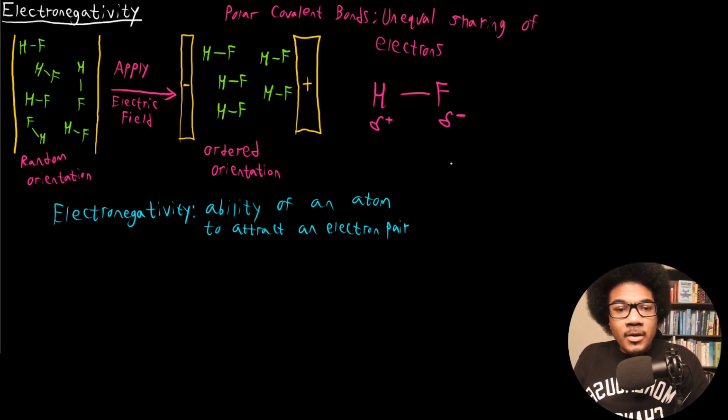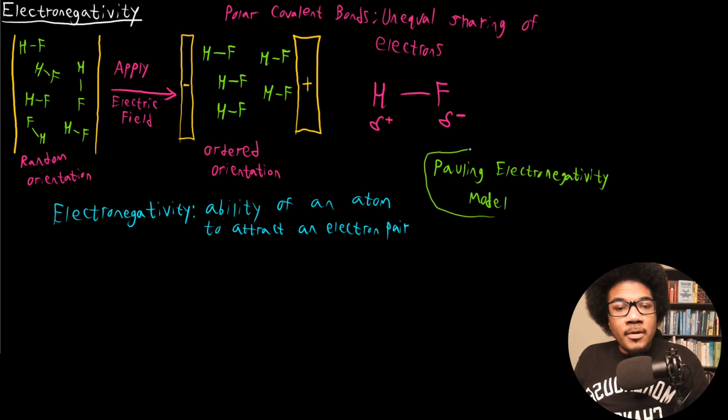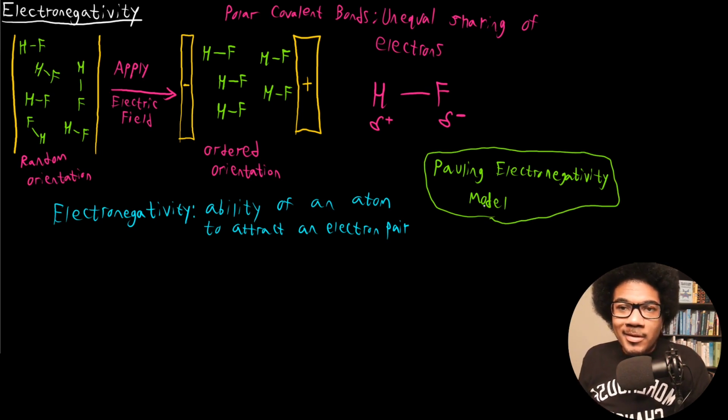Well, we use something known as the Pauling Electronegativity Model. So this is the Pauling Electronegativity Model. And this was a model developed by Linus Pauling, who won a Nobel Prize in chemistry for all of his early work in chemical bonding. And he came up with an electronegativity model, a way to actually quantify this electronegativity for a given atom.